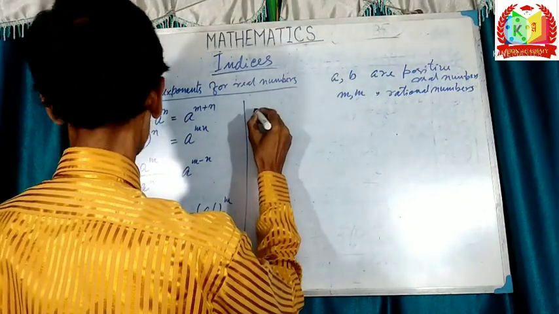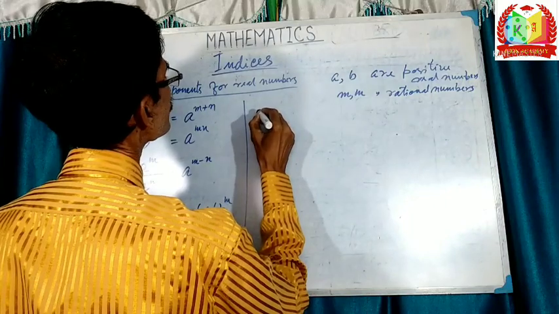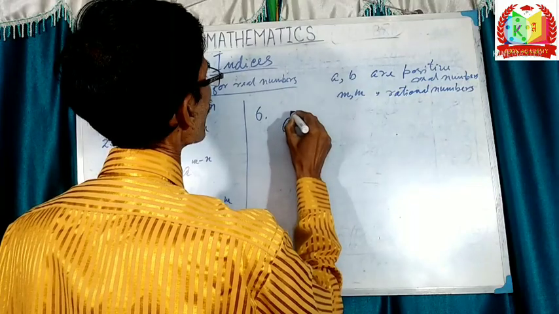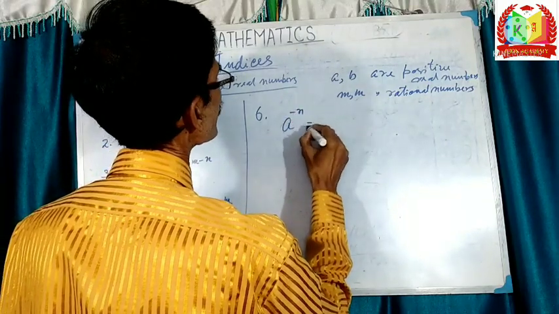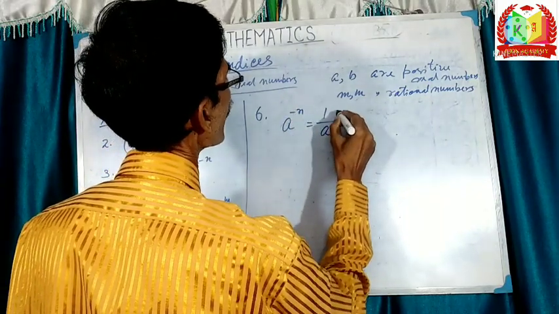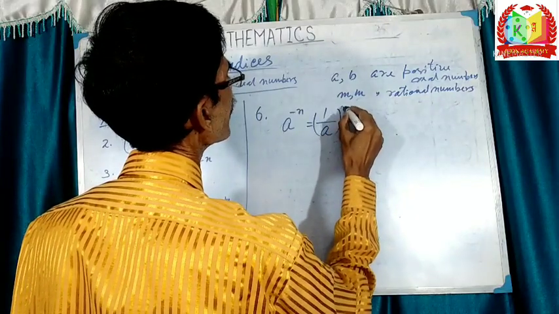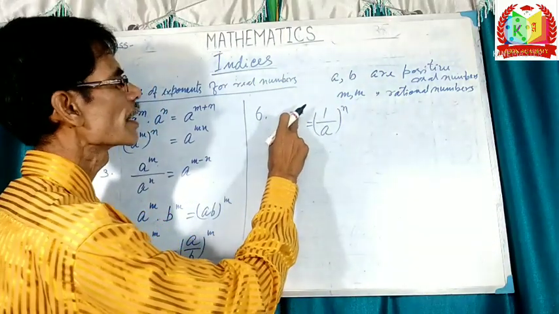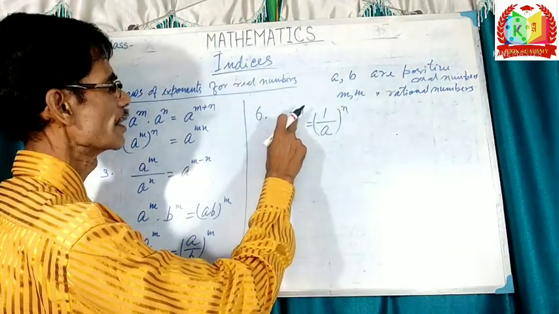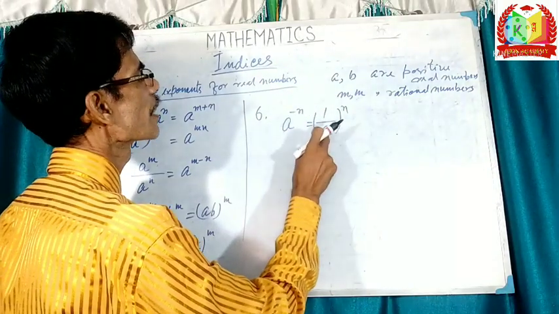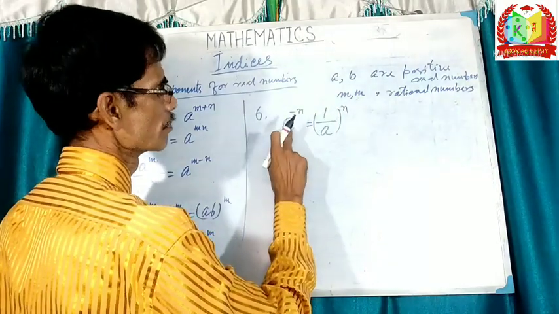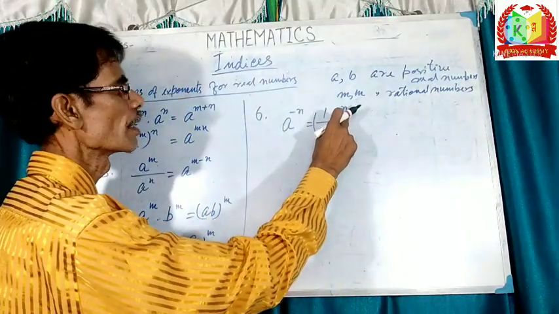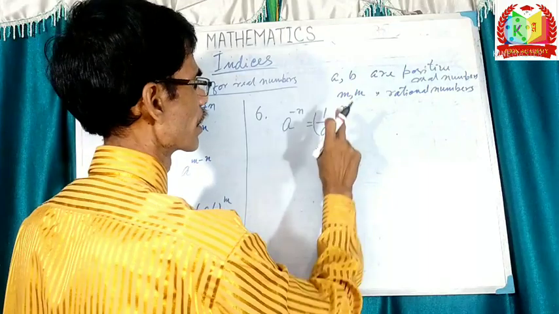Similarly, number 6, a to the power minus n equal to 1 by a to the power n. Here we have a to the power minus n. When the power is minus, the index is minus, then this is the reciprocal of the real number, 1 by a whole to the power n. This is a positive rational number.